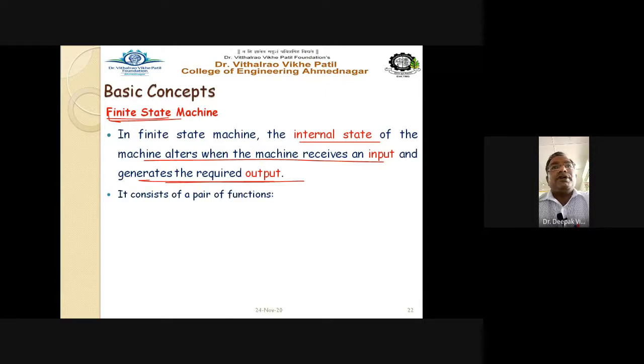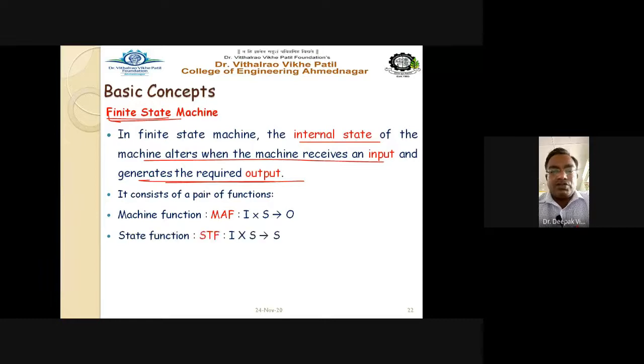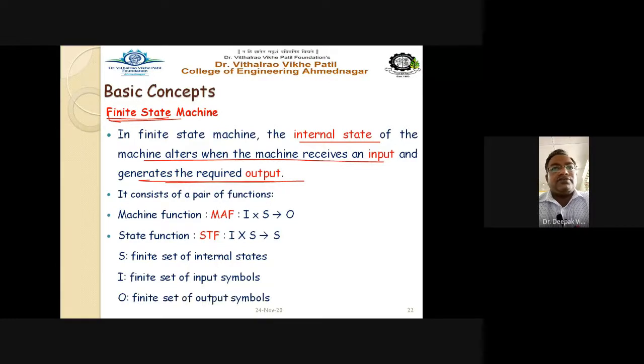So it consists of a pair of functions. The machine function, denoted by MF, and the state function, denoted by STF. The machine function is I into S to O, where I is the set of input symbols, S is the set of internal states, and O is the set of output symbols.